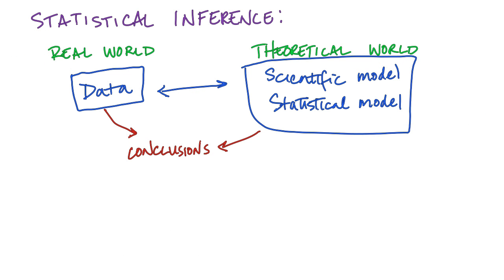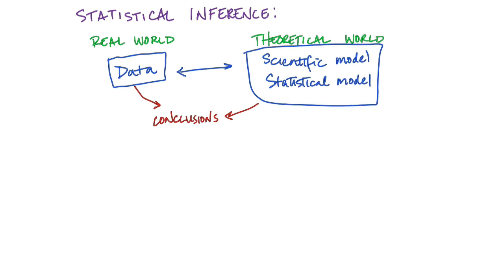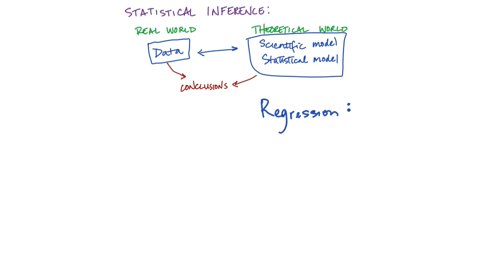Let's review the process of statistical inference. In the real world, we have some observed data. And in the theoretical world, we have some models, statistical and scientific, which may be useful in describing the real world. In regression, our model is the straight line model, used to describe the relationship between the response and the predictor variable.